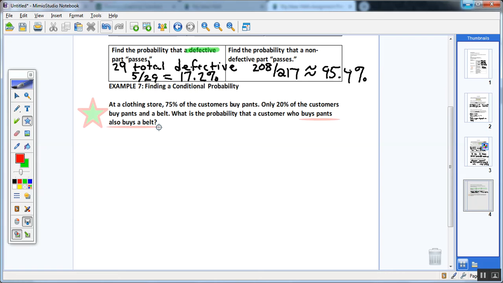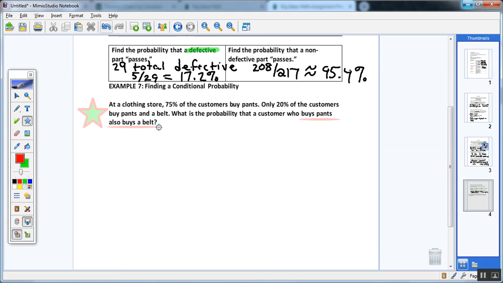What percent of people, first of all, bought pants? 75%. If they don't buy pants, are we even worried about these people? No, because we want them to have not one item, but what? So in order for them to get that belt in this situation, they would have already had to have purchased pants. What percent of people purchased pants already? 75. So basically what we're saying is this. What's the ratio of the 20%, 20 divided by 75, that purchased out of the 75%?